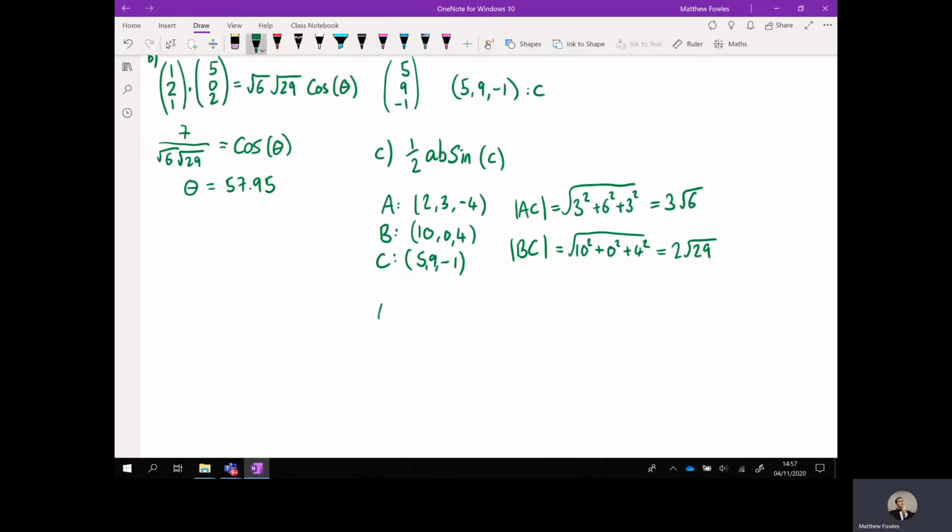We can then apply these into our calculator to calculate the area of the triangle: 1/2 multiplied by 3 root 6 multiplied by 2 root 29 multiplied by sine of the angle found in part B. A value you should store in your calculator so that you can get exact value answers in this final part of the question. And this comes out rounded to 33.5.